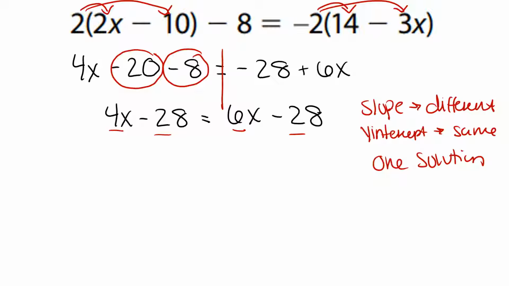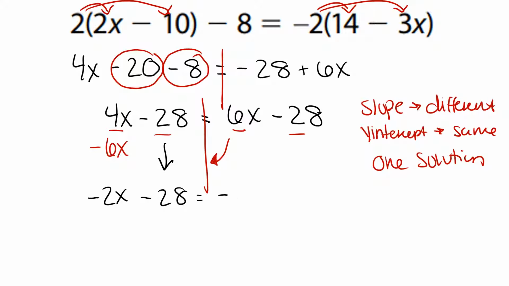We solve it all the way to prove it. Combining our like terms, 4x is on the left, 6x is on the right, so we do the opposite. Instead of 6, we do a minus 6. 4 minus 6 is negative 2. Bring down the minus 28 on both sides. Still combining like terms, minus 28 is on the left and the right. They're on opposite sides, so we do the opposite of minus 28. We do a plus 28.